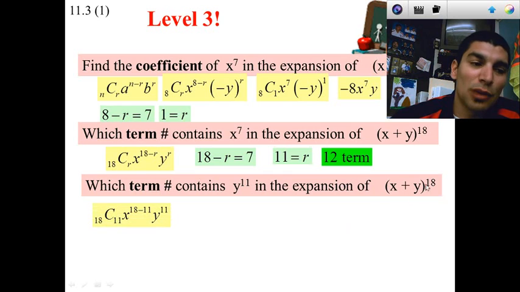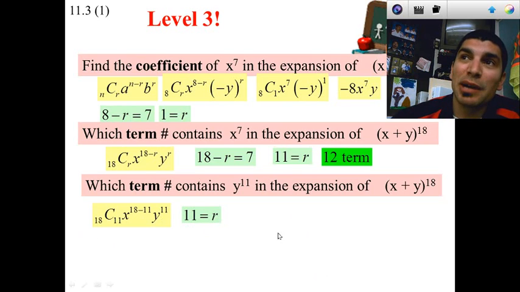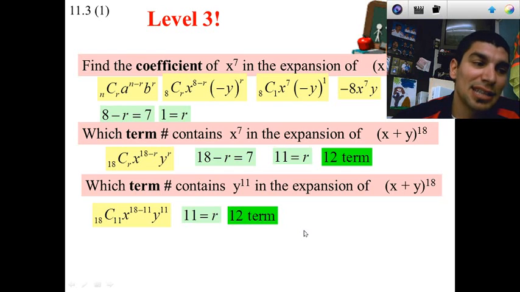Let's do our formula again and look at x is the first thing and y is the second thing in nCr. So if I have y to the 11th, then you are correct. If I have y to the 11th, that means r is equal to what number? R is equal to 11, which means the term number, term minus 1, r is the term minus 1, so we just add 1 to the other r to get that it's the 12th term.